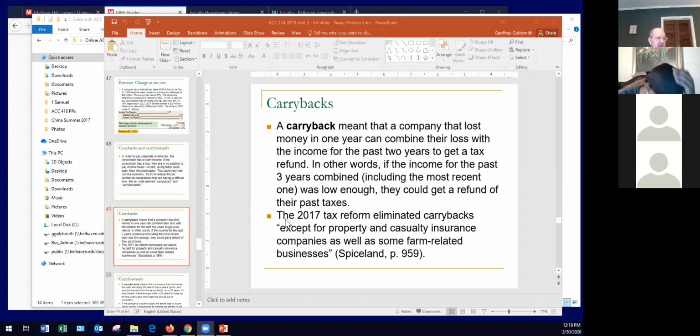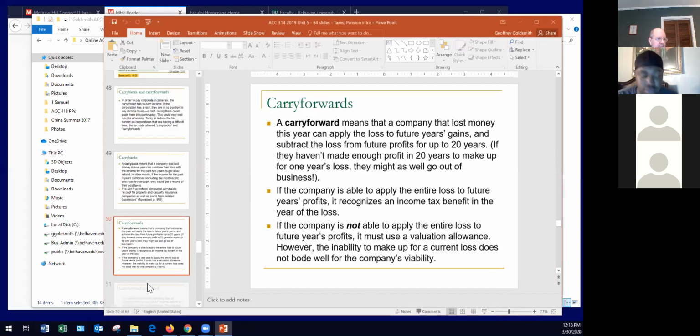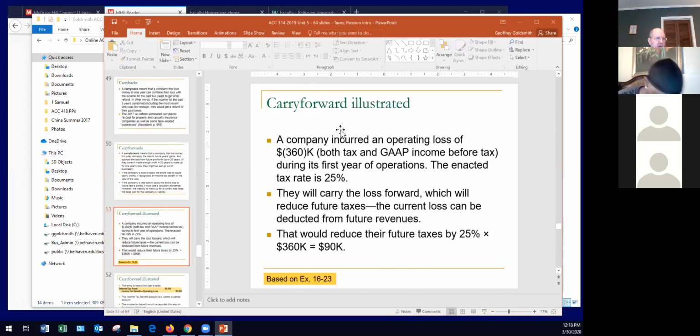So you should be looking at this slide now that says that the 2017 tax reform eliminated carrybacks except for property and casualty insurance companies as well as some farm-related businesses. So it's not been completely eliminated. So here's an example. The company incurred an operating loss of $360,000, both tax and GAAP income before tax during its first year of operations. The enacted tax rate is 25%. They will carry the loss forward, which will reduce future taxes. The current loss can be deducted from future revenues. That would reduce their future taxes by 25% of the $360,000 loss, which would be $90,000.